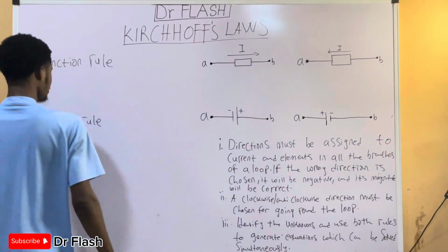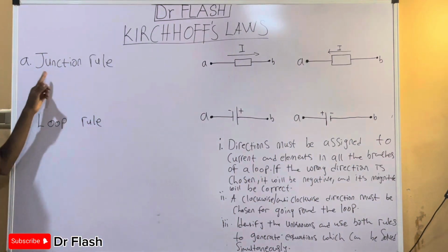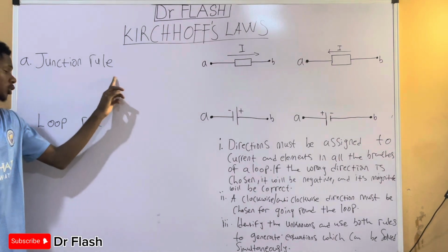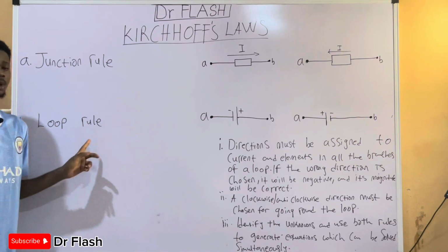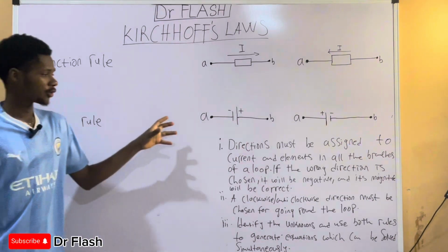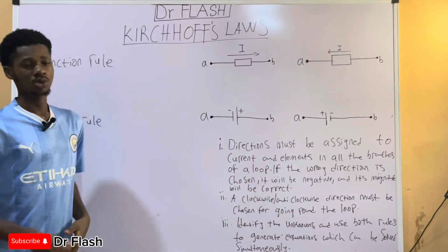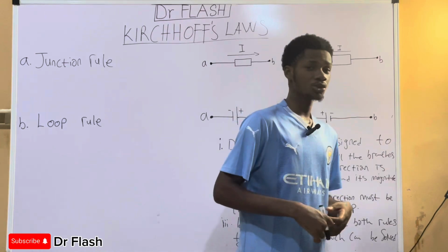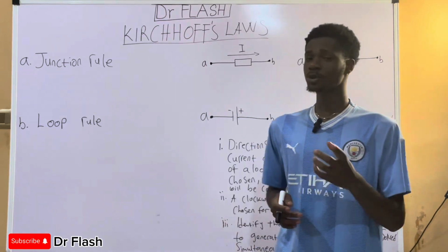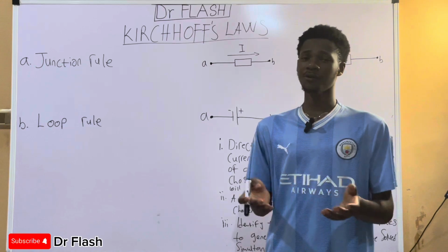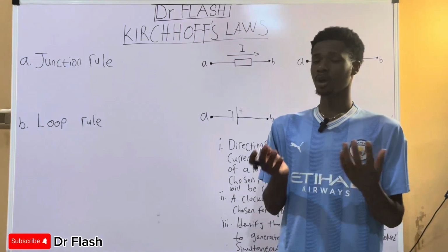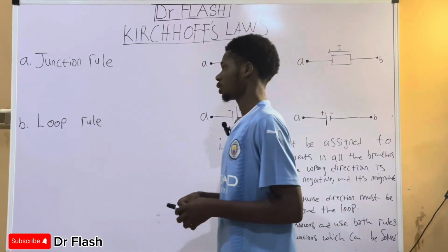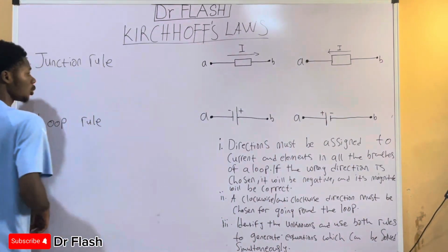Now there are basically two laws. We have the first law and we have the second law. The first law is called the junction rule, and the second law is called the loop rule. Using a series of explanations and diagrams, we should be able to understand Kirchhoff's law. Mind you, you should already have an idea of Ohm's law, V equals IR, the general formula. If you don't, try and watch the videos on our playlist to gain an understanding of Ohm's law.